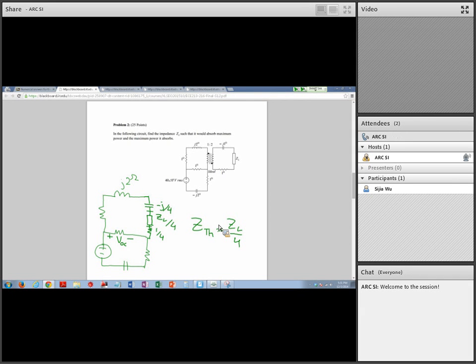If you just find the current here, these are also all resistors. Oh no, we have a capacitor there. You find the current there, and current times impedance, you find the voltage. When you short circuit it, it is still easy.